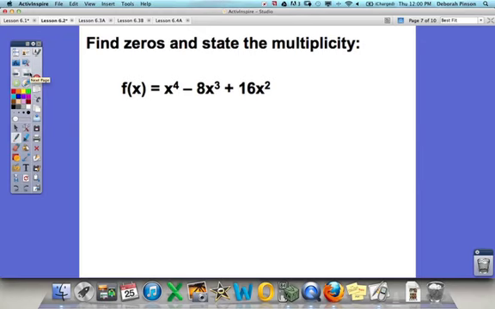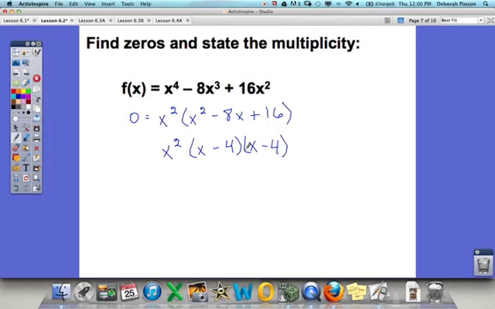Okay, so looking at this, let's go through and let's find the zeros. So this time I used f of x, that's the same as y. I want that to equal 0. And I'm going to try to factor this thing. So I can pull out an x squared. I'll have x squared minus 8x plus 16. And then I'm going to factor what's there in the parentheses. So let's see, -4 and -4. So double check that if you want.